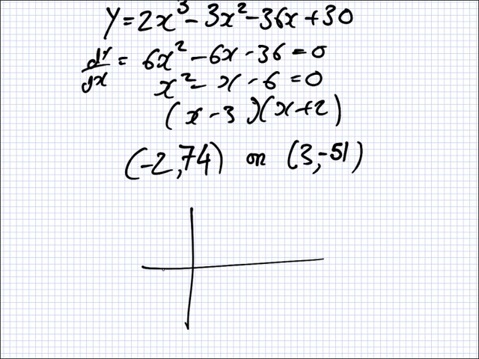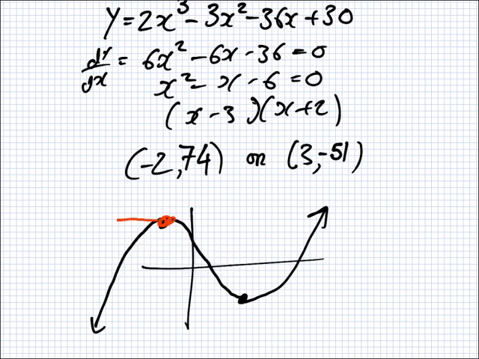So what's happening here is you actually do get a max and a min. This is minus 2, 74, which would be up here, and then 3, minus 51 would be down here. And what has happened is the graph gets a max turning point here, and then a min turning point here. That's why you got 2 answers, because there were two solutions: a maximum turning point, and then a minimum turning point.